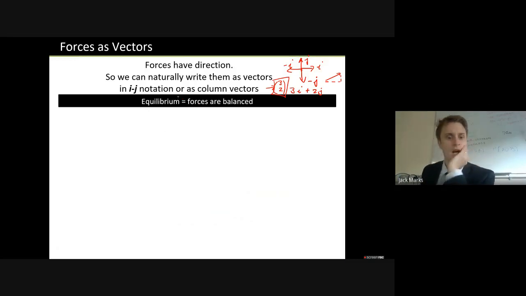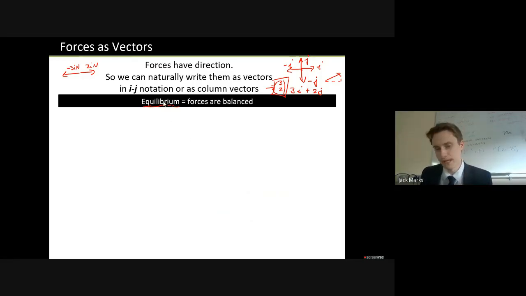Okay. Next, we have a key term, and you're going to see this word an awful lot: equilibrium. Equilibrium means forces are balanced. So, for example, making the link to the previous section, if I had, well, let's use our new notation, 3 newtons of force to the left, and I had 3 newtons of force to the right, the forces would be balanced. So we would say this is an equilibrium.